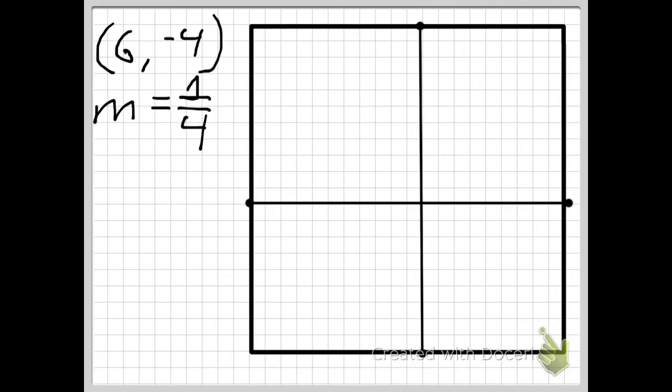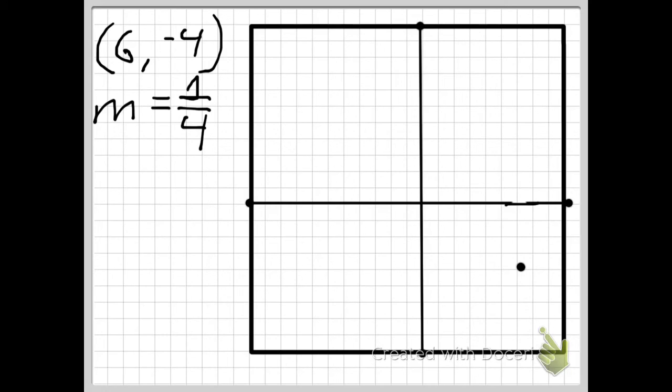Okay, this will be the last graph we're gonna make. So the points are 6 and negative 4. So 1, 2, 3, 4, 5, 6, and 1, 2, 3, 4. So this is not the point, it's this one.